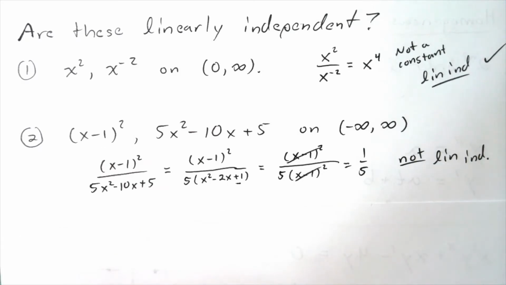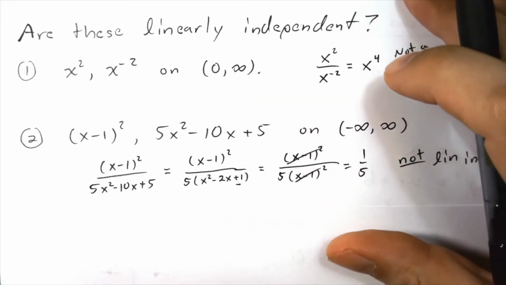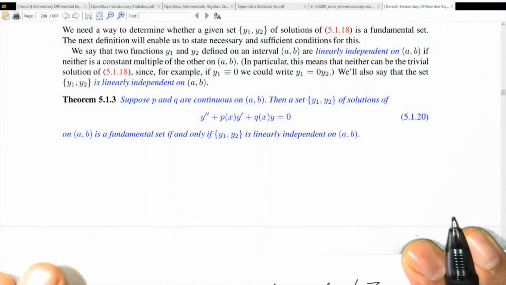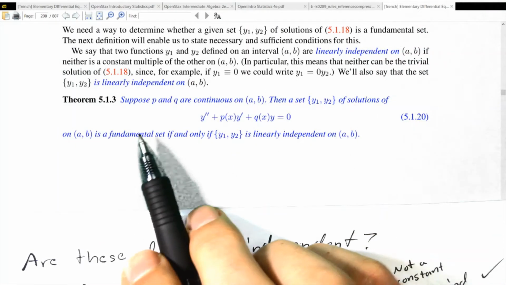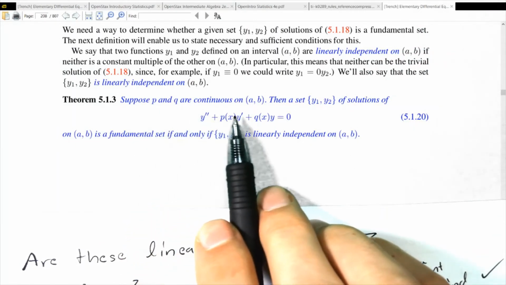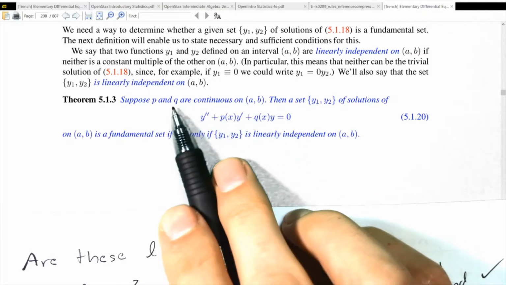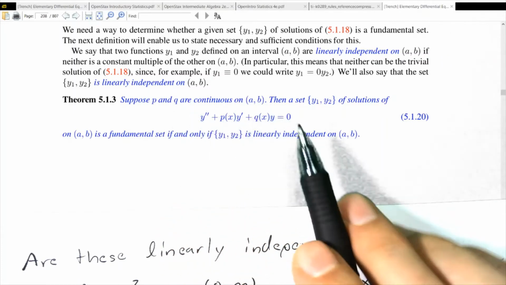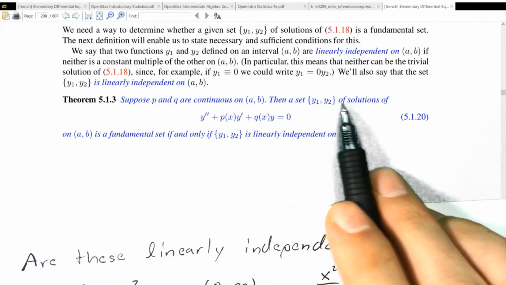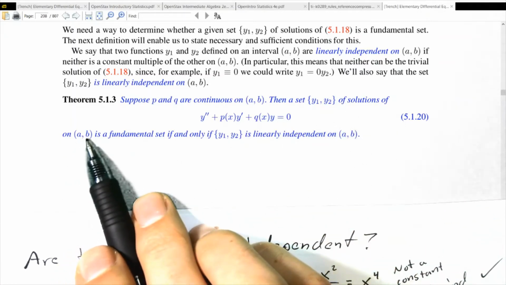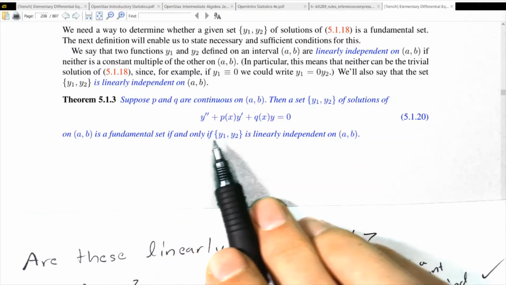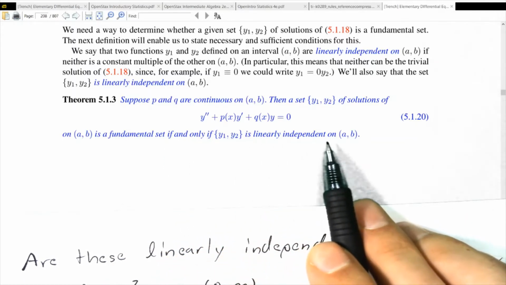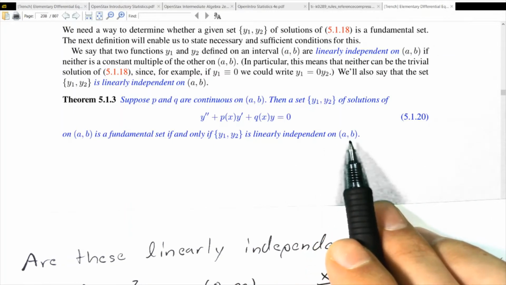So what? Well, all of this comes together in the following theorem. It's a very important theorem from your book. Suppose we have the differential equation of the type that we've been dealing with, with continuous functions on an interval. Then a set of solutions on that interval is a fundamental set if and only if that pair is linearly independent on that interval.